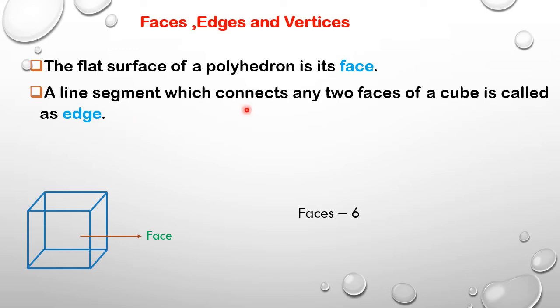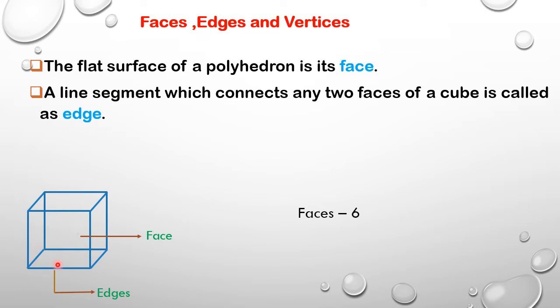A line segment which connects any 2 faces of a cube is called an edge. So these lines connect any 2 faces. For example, if we take this line, it connects the front square and the top square, isn't it? So a line segment which connects 2 faces of the cube is called an edge. Not only this line, all the lines of this cube are called edges.